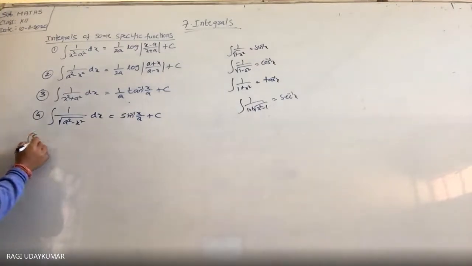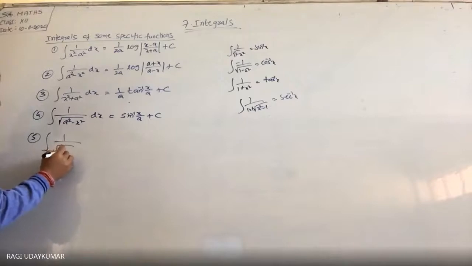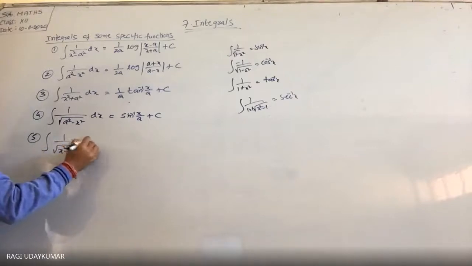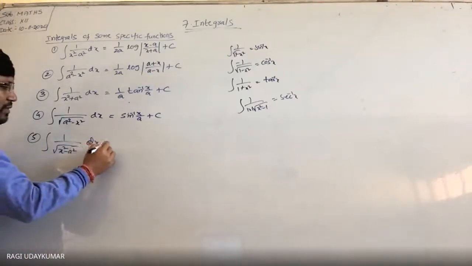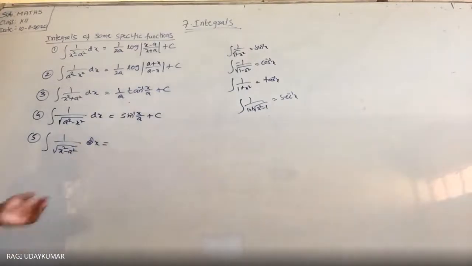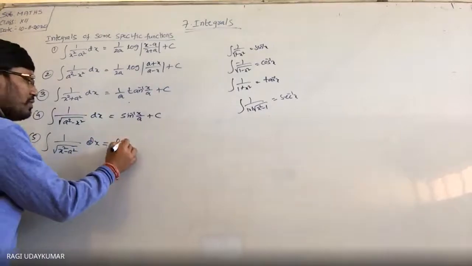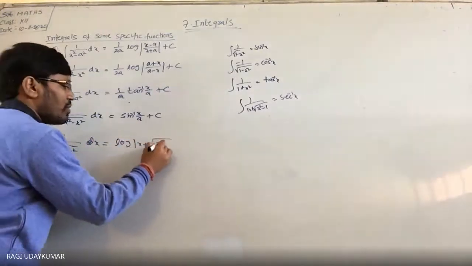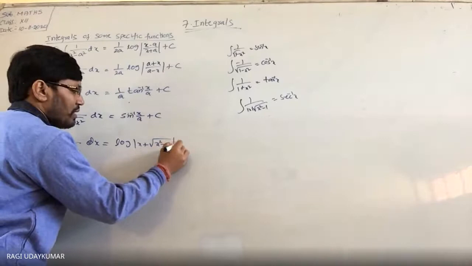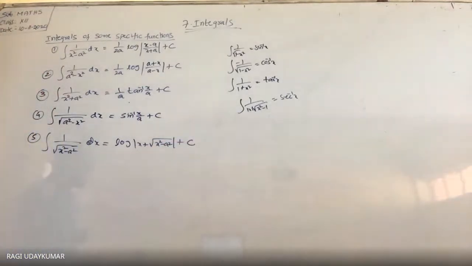And next fifth one is integration of under root of x square minus a square dx is equals to logarithm of modulus x plus under root of x square minus a square plus c, you are going to get. X square minus a square. Here a square minus x square.